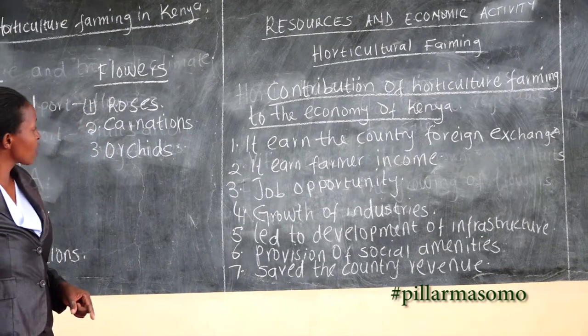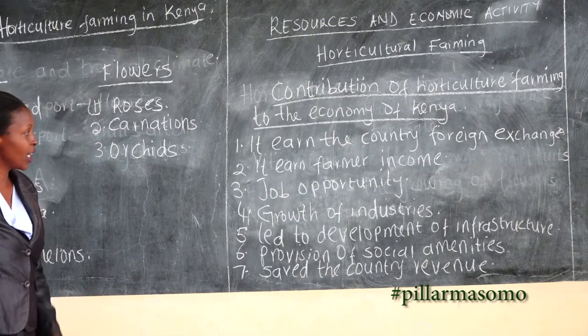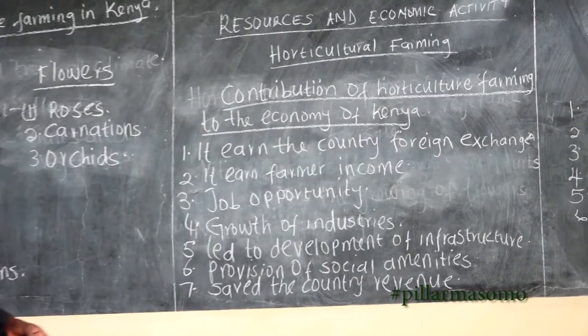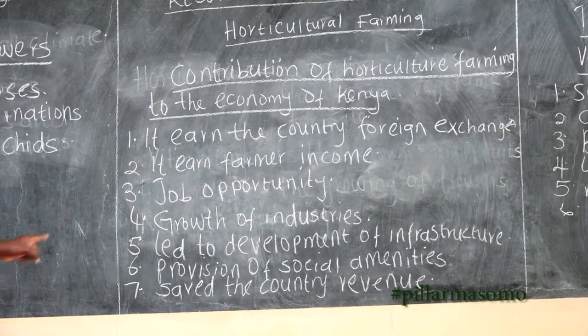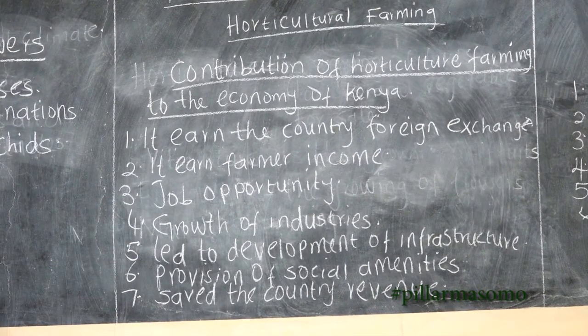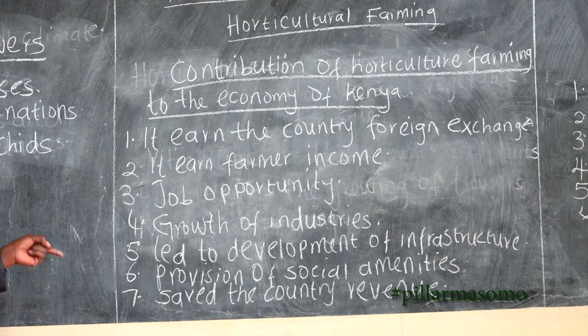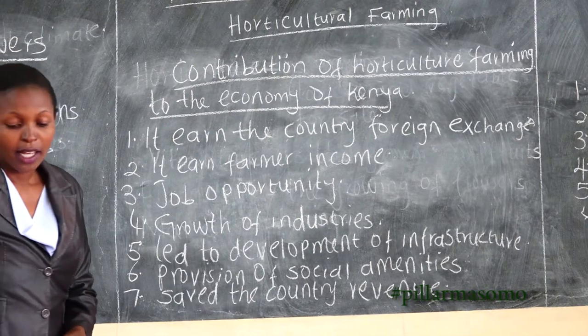So we have the first one, it earns the country foreign exchange. Then we have it earns farmers income. Then we have the third one, job opportunity. There is creation of job opportunities. We have the growth of industry, which led to development of infrastructure, and for this one we have given a good example with roads. Then we also have provision of social amenities, like schools and hospitals being built. And then we have number seven, it has saved the country revenue.